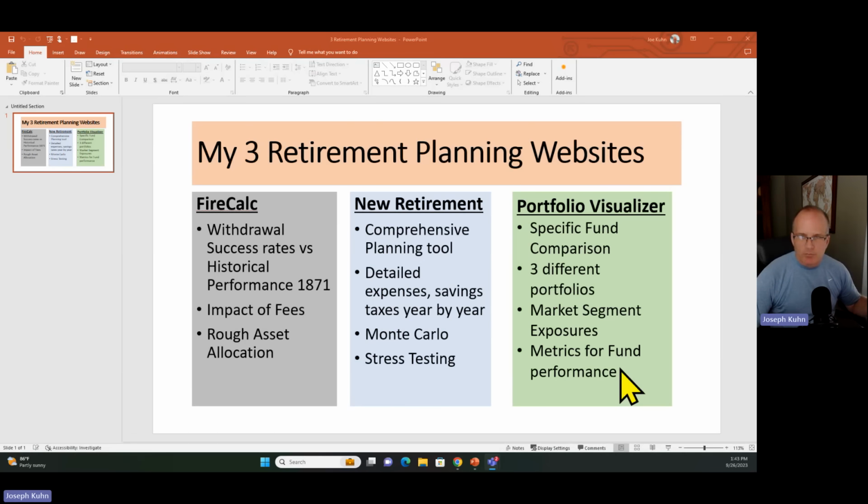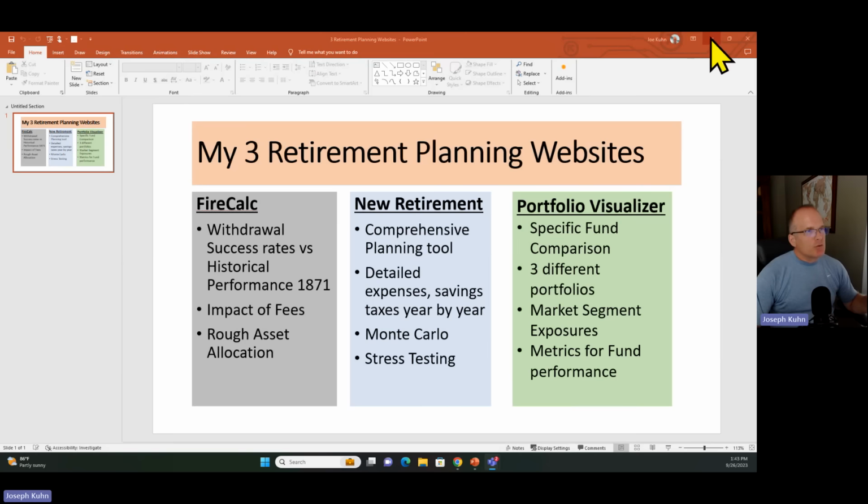Compound annual growth rate, Sharpe ratio, all those things are in there. Standard deviation. You can drill down as deep as you want to here. There is a paid version of this, but I think the free version is incredibly helpful. So those are the 3 planning websites that I use.